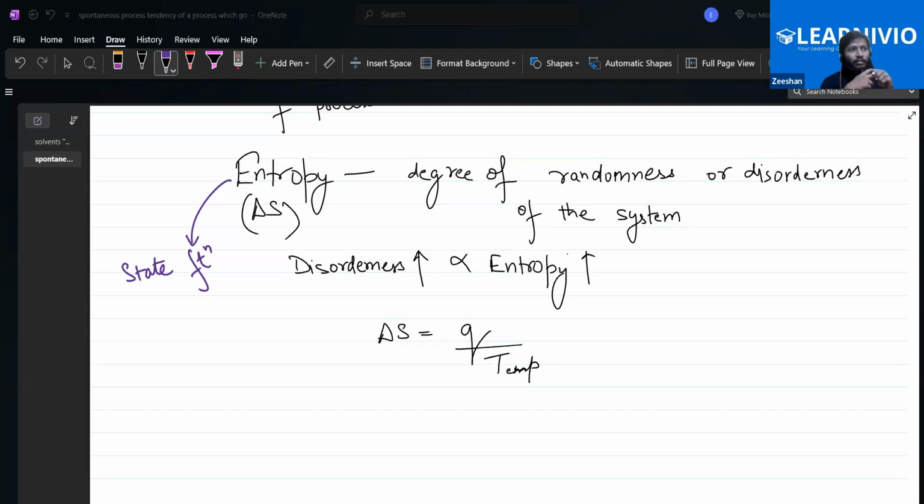So a state function is defined at a particular time, and at that time you can say this is the thing. For example, a system is present. At a particular time you can say what the pressure of it is, what the volume of it is, what the temperature of it is, right? Tell me.